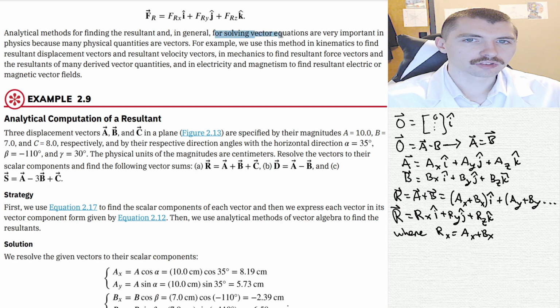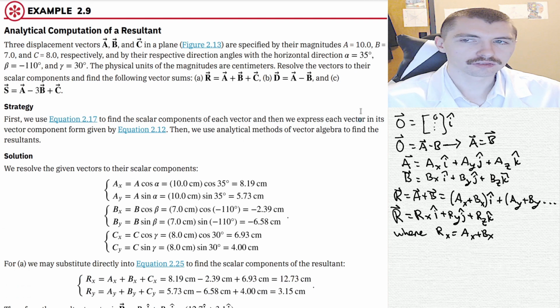In general, this is something very important in physics, with many physical quantities being vectors. Use this method in kinematics to find a resultant displacement vector and resultant velocity vector. In mechanics, to find a resultant force vector and many derived vector quantities. Electromagnetics, resultant electric and magnetic field vectors. Okay.